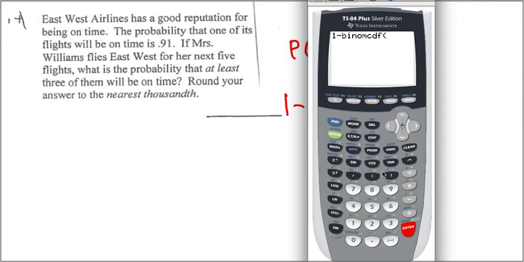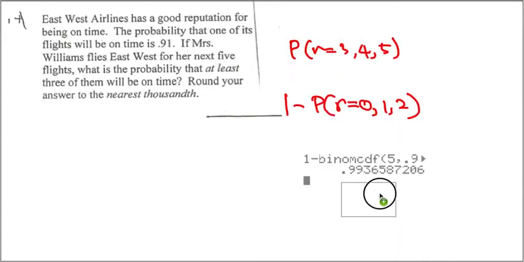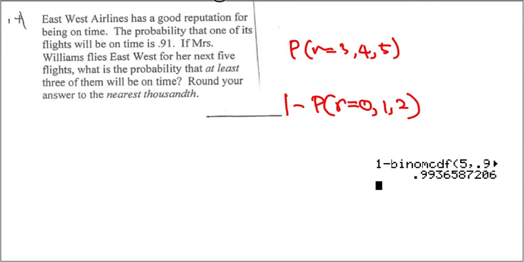Here, cumulative. So we have out of 5 times, the probability is 0.91, and up to 2 times. So 2. Then that's the answer that we end up getting, which is equal to 0.9937. That becomes our answer.